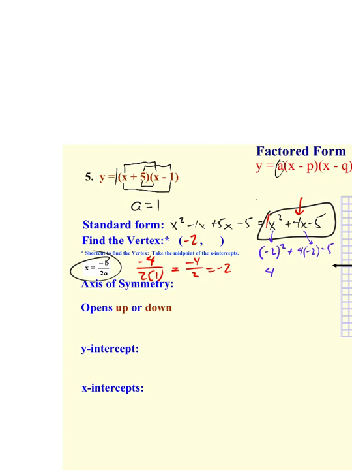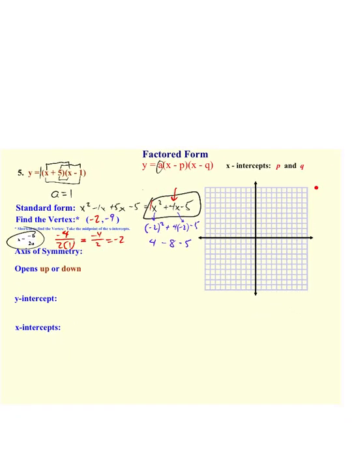4 times negative 2 is a negative 8, so that's actually minus 8, and then minus 5. So that would be 4 minus 8 is a negative 4. Negative 4 minus 5 is a negative 9. So our vertex here is actually at negative 2, negative 9 in this particular problem.